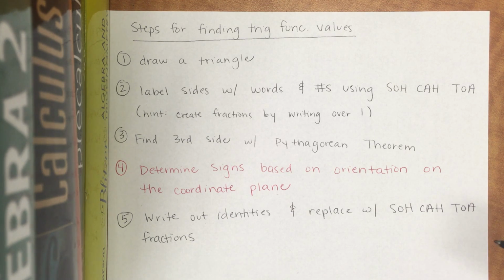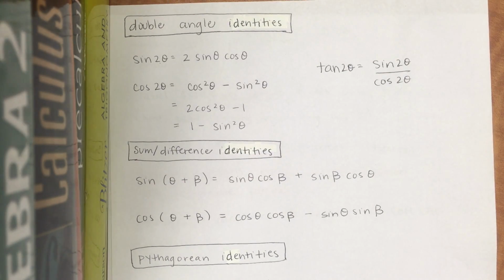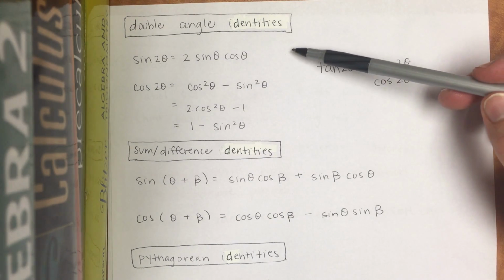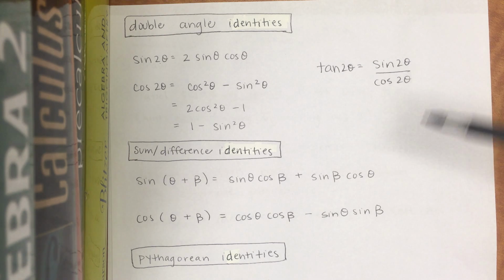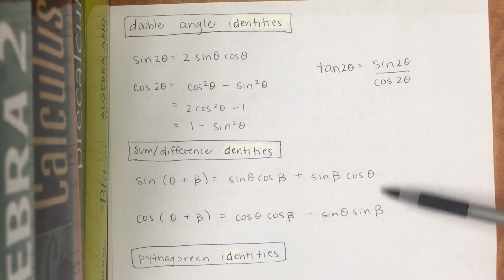And then the new step for this test is now we're going to write out our identities and use identities to come up with our SOHCAHTOA fractions. Here are the identities. The first example, we'll use the double angle identities for sine, cosine, and tangent. And the next two examples are going to use the sum and difference identities.